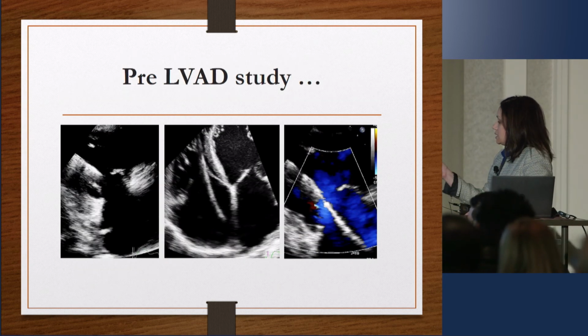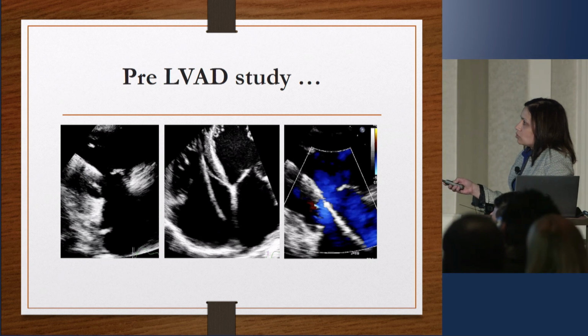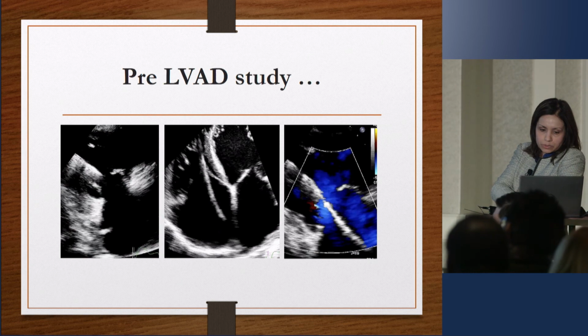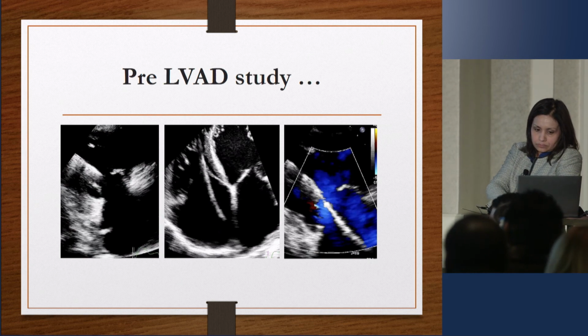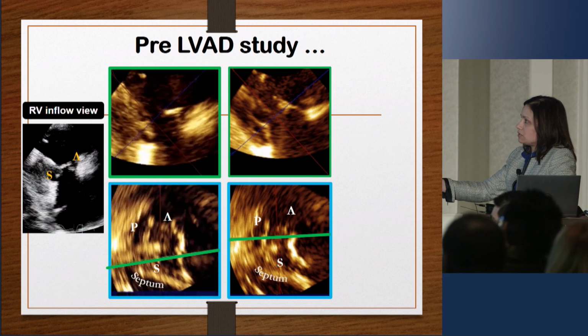But in this image here in the RV inflow view, these 2 leaflets come together. In the 4-chamber view, the 2 leaflets here also come together. But this patient actually has torrential tricuspid regurgitation. And you can see the 2 leaflets coming together at the RV inflow view here.